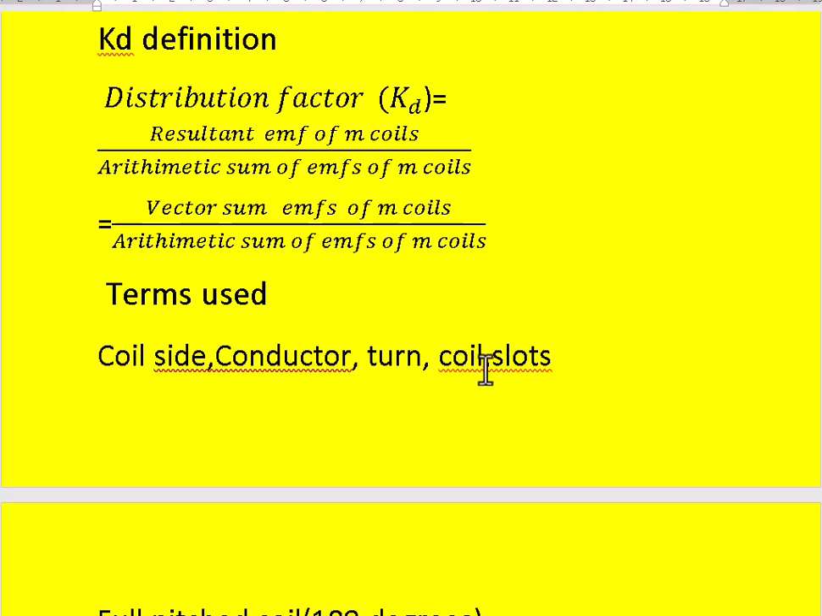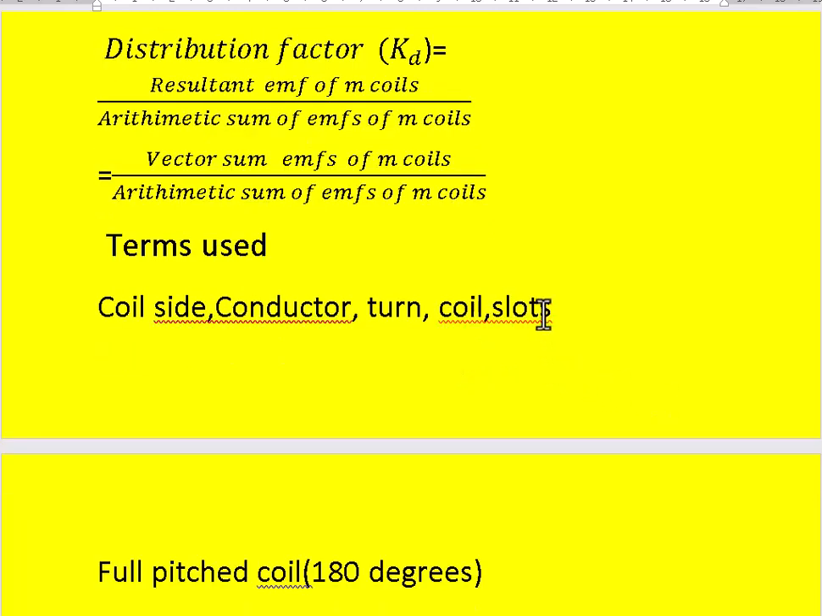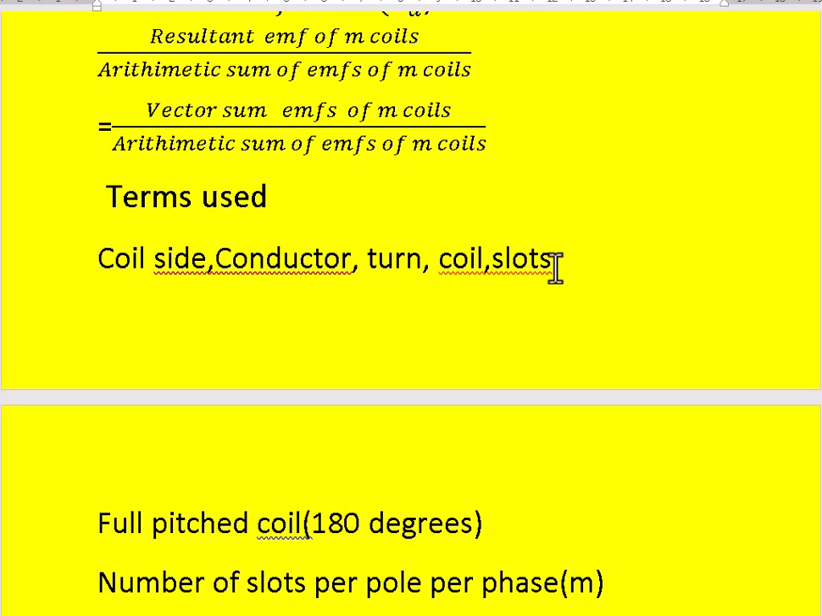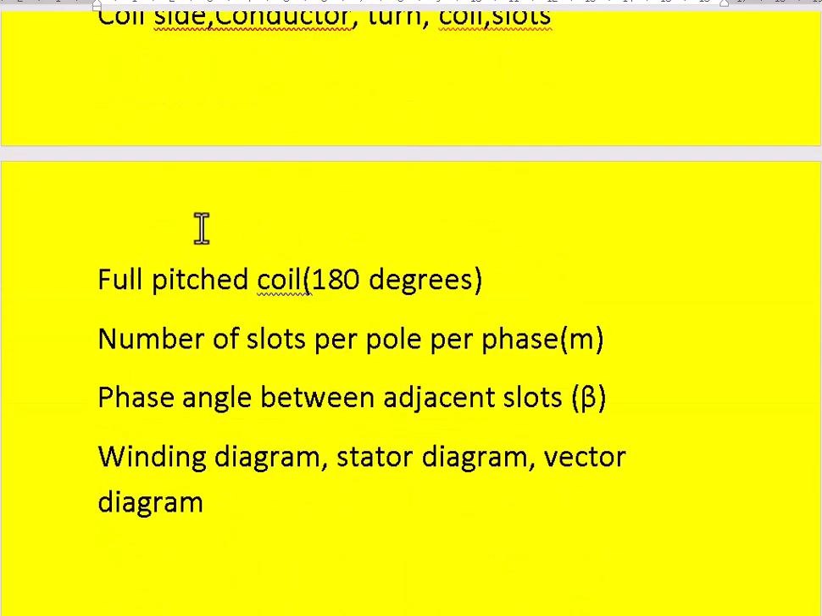Next, terms used here are conductor, that is also called coil side, and turn is nothing but two conductors. Coil means, it may have any number of turns. For the time being, coil means only one turn, that is two conductors, that is nothing but two coil sides, and slots, which are used in case of the stator. And full pitched coil means if the angle between the two coil sides of the coil is 180 degrees, such coil is called the full pitched coil.